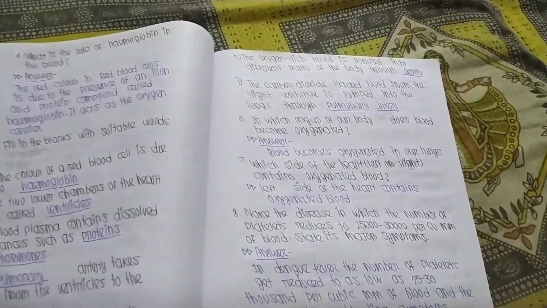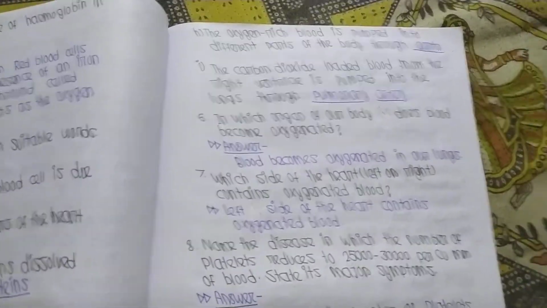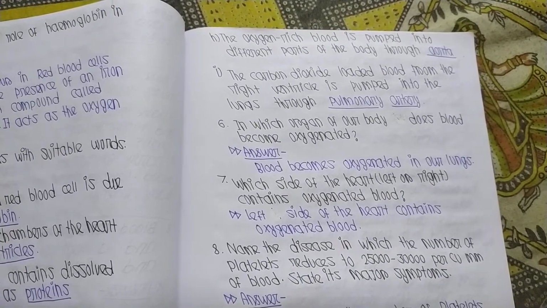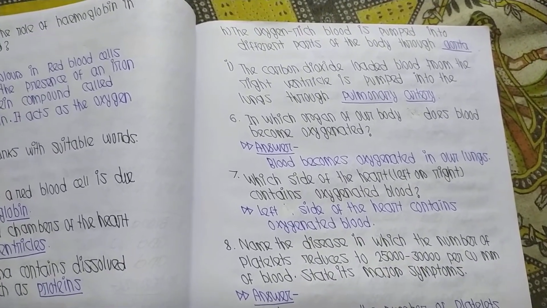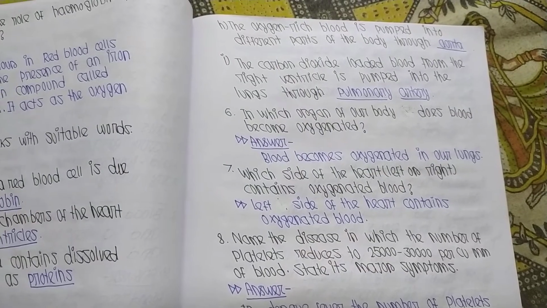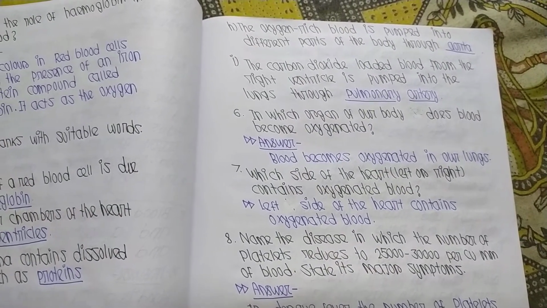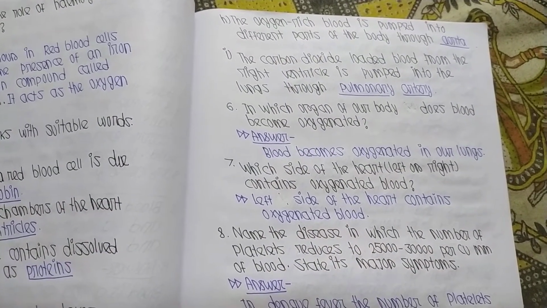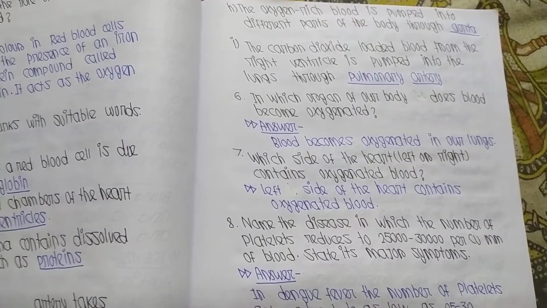Now come to the next page. H. The oxygen rich blood is pumped into different parts of the body through aorta. I. The carbon dioxide loaded blood from the right ventricle is pumped into the lungs through pulmonary artery.